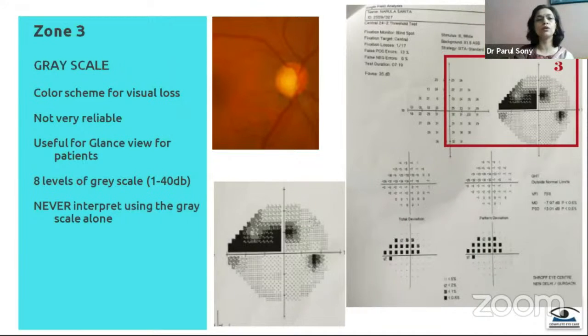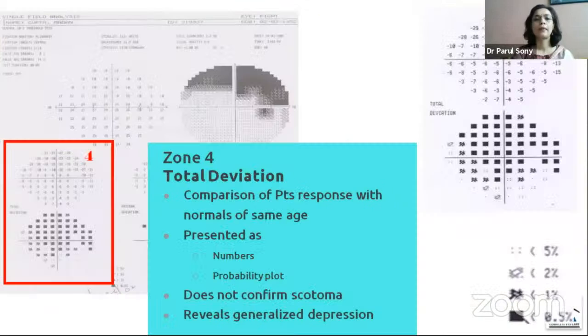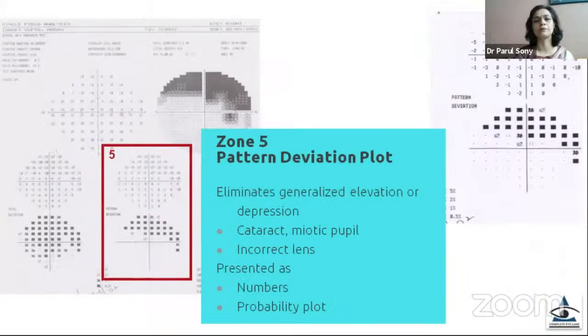Now, moving on to zone 3, which is the gray scale. Gray scale is something which tells you about the field loss or scotomas at a glance, and it is good for explaining to the patient. It should not be used in isolation. Another important zone is the total deviation zone, which tells you about the loss of retinal sensitivity as compared to the age-matched normal, which is incorporated in the normative database of the machine. So it tells you about the generalized elevation or depression of the field, and it is presented both as numbers and as the probability plot.